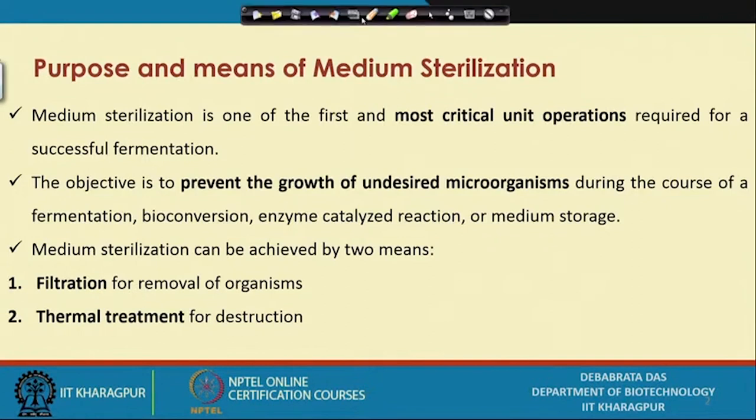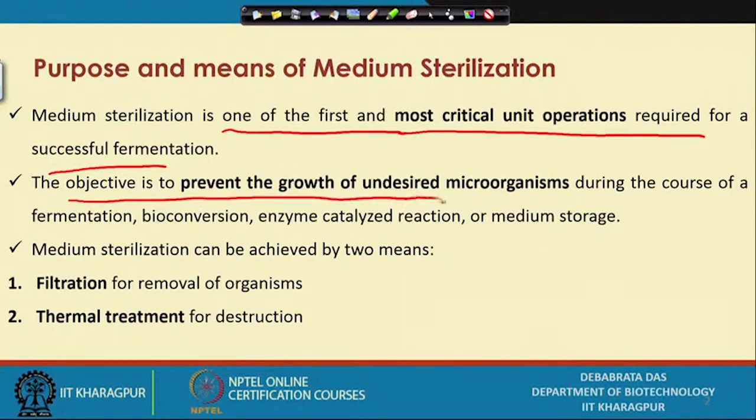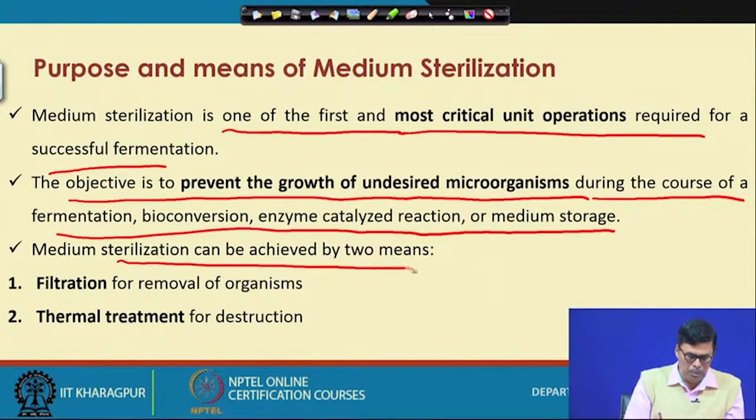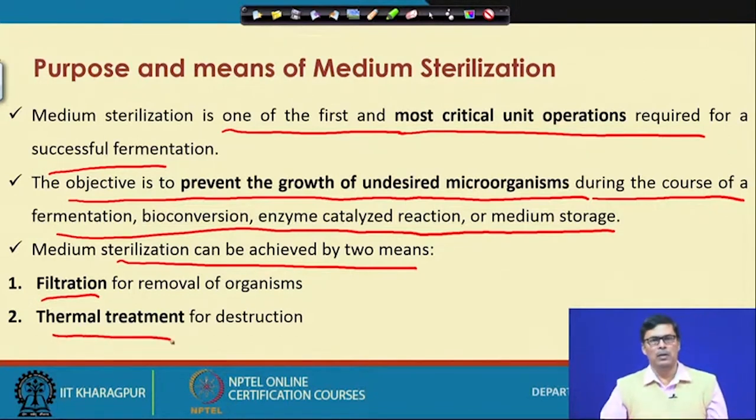Medium sterilization is one of the first and most critical unit operations required for successful fermentation. The objective is to prevent the growth of undesired microorganisms during the course of a fermentation and bioconversion, enzyme catalyzed reaction, and medium storage. So, you know that this is the main purpose. As I told you, medium sterilization can be achieved by two means. One is filtration, and the other is thermal treatment.